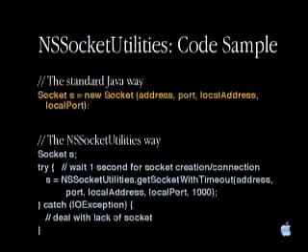It's fairly simple to use NS socket utilities. Here's an example of how you'd create a socket using the standard Java way. You've got your constructor taking an address, a port, a local address, and a local port. This is the equivalent using NS socket utilities. There's a factory method that takes an address, a port, a local address, a local port, and a connection timeout, measured in milliseconds. And notice that we catch the exception, which means there's no socket, and we have to deal with that somehow.